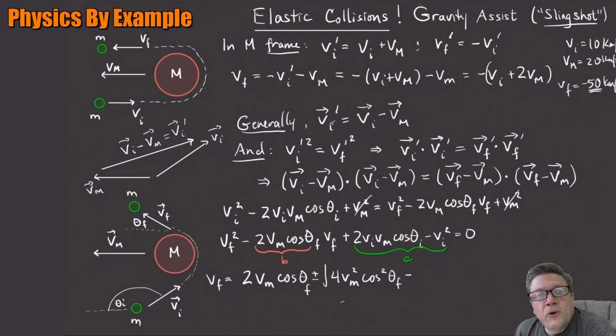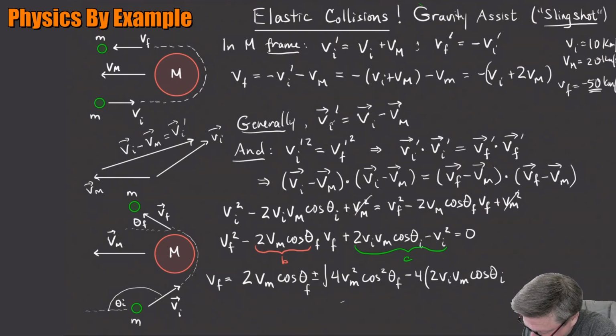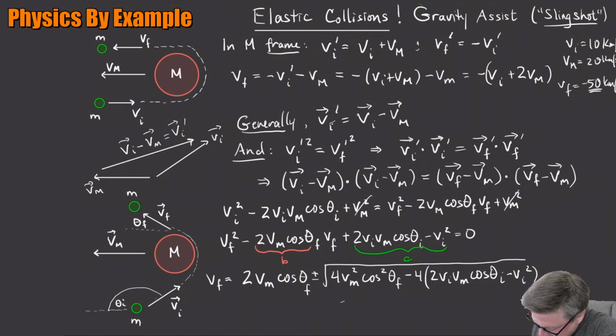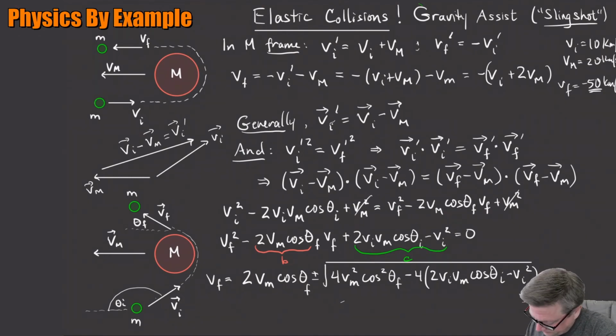Minus 4ac. So this is going to be 4. A is just 1, so that's nice. I don't have to worry about that. Times c, this is 2 vi vm cosine theta i minus vi squared. There we go. Let's make a nice line here on top. Oh, all over 2a, right? Well, that's just over 2.